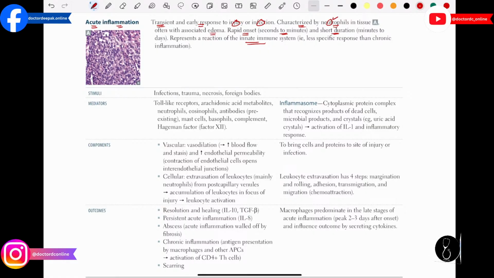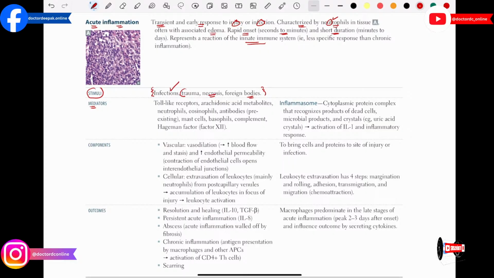Then after that, we have to understand what the stimuli are, like how inflammation is going to occur, what the causes are that can lead to inflammation. If there is infection in your body, that can lead to inflammation. If there is trauma, that trauma will lead to cell injury, and that cell injury can lead to inflammation. Then necrosis, then foreign bodies. All these are stimulatory signals for inflammation. Whenever there is infection, trauma, necrosis, or foreign bodies in your body, that can lead to inflammation. Then again, what are the mediators of inflammation?